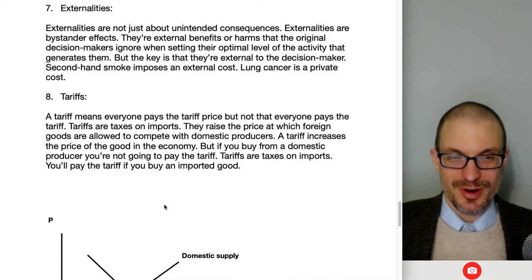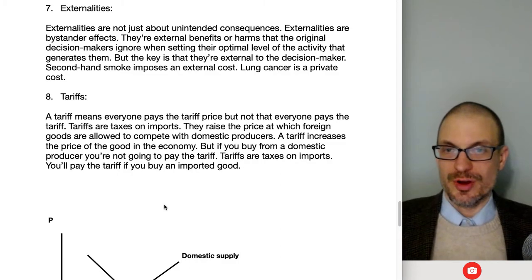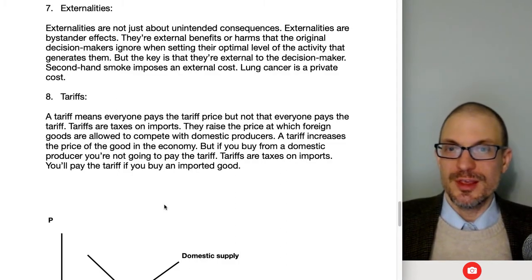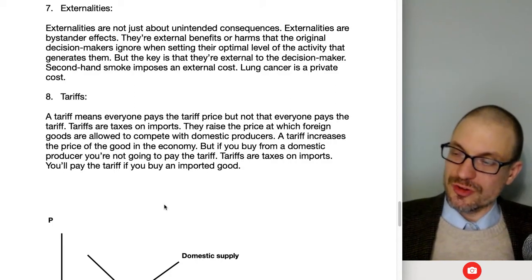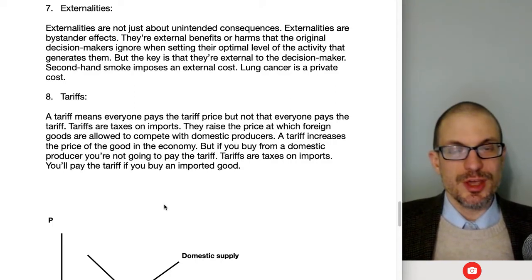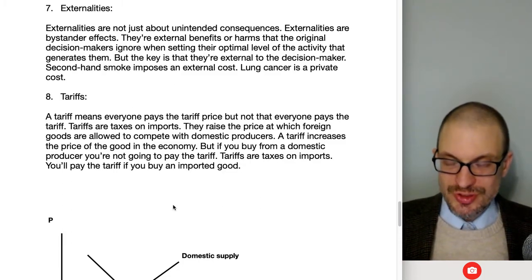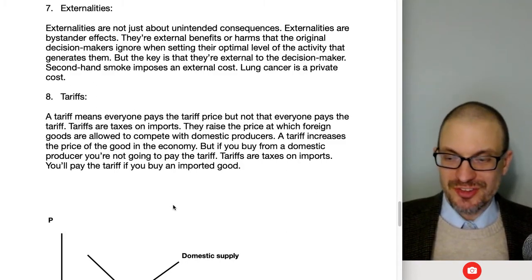Okay, so externalities. Externalities are not just about unintended consequences. Externalities are bystander effects, right? They're external benefits or external harms that the original decision makers are ignoring when setting their optimal level of the activity that's generating them. The key is they're external to the decision maker. So for instance, in the case of smoking, if smoking is the primary activity, secondhand smoke imposes an external cost. If there are bystanders nearby, now we've got an externality, right?